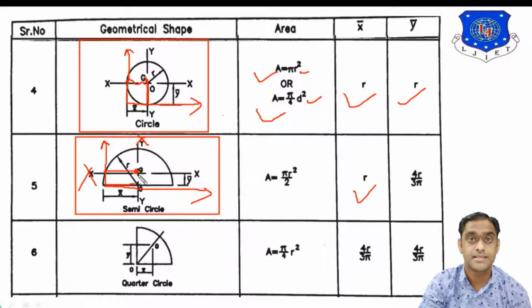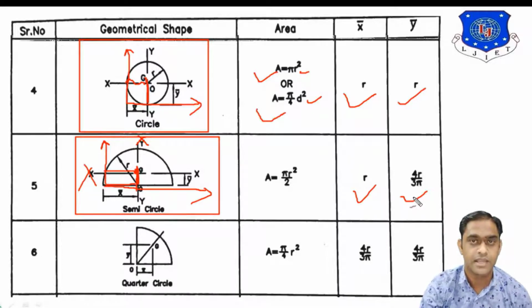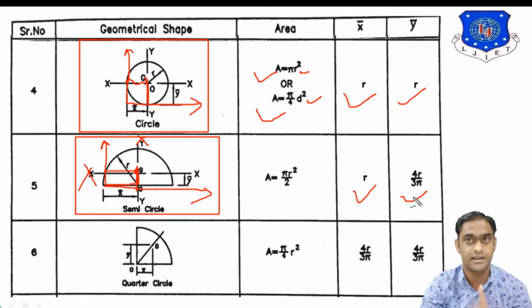Now, from this CG up to the bottom of the x-axis, this distance is a fixed distance, 4r by 3 pi. Now recall this, in the semicircle arc it is 2r by pi. Now this is not an arc, this is an area. So this distance is 4r by 3 pi. Now area of the semicircle is always pi r square by 2.